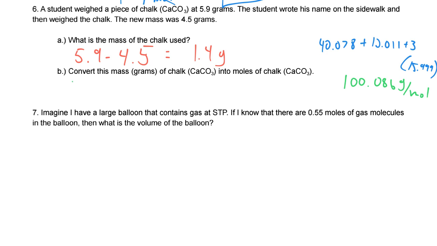So now let's start with, we used 1.4 grams. Now, grams has to go to the bottom, so the 100.086 grams per 1 mole goes like that. And now we divide. So 1.4 divided by 100 just about is 0.014 moles.